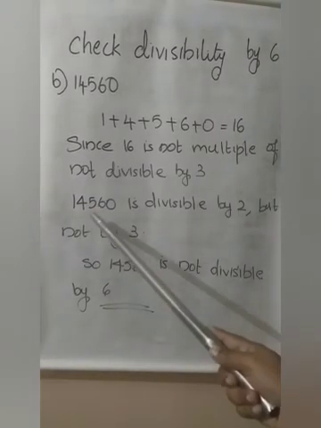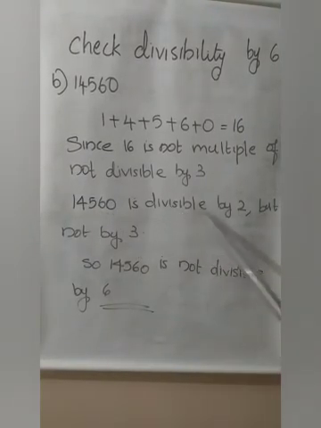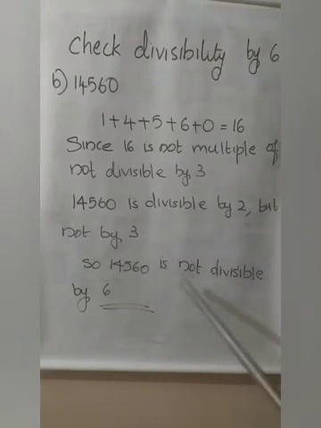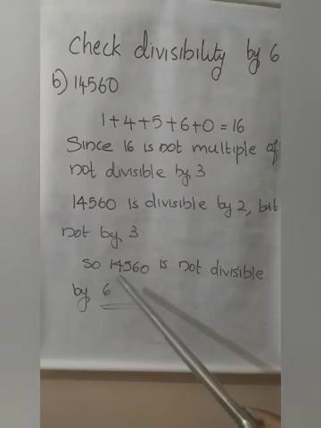So 14,560 is divisible by 2 but not divisible by 3. So what we have the conclusion?